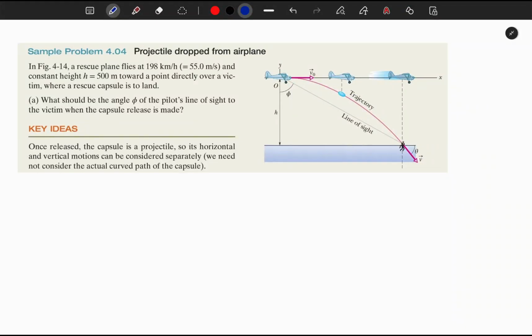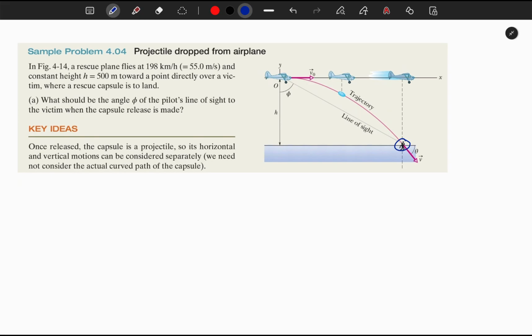So here's a very interesting problem on projectile motion. It says, in this figure here, the one that you are seeing on my right side, a rescue plane flies at 198 kilometers per hour, which is equivalent to 55 meters per second, and a constant height of 500 meters towards a point directly over a victim. So this is a victim there.